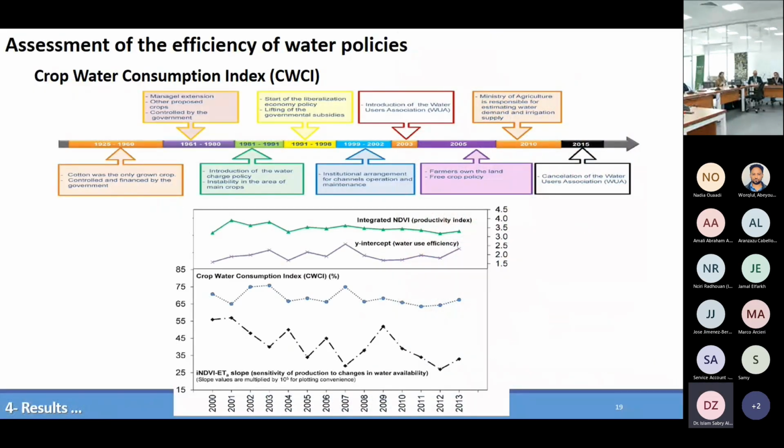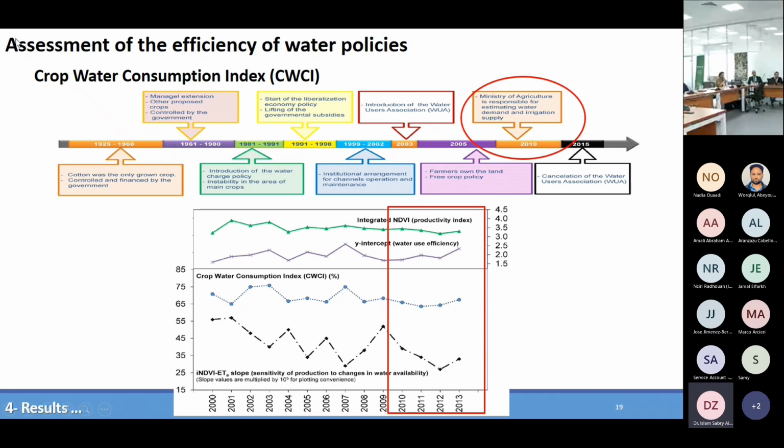Also, we can utilize the actual evapotranspiration values with the integrated NDVI, and I have published a paper introducing a new index called the crop water consumption index, which is the actual evapotranspiration for the agricultural area divided by the total actual evapotranspiration over the whole area. And from this index, you can trace and compare the efficiency of the scheme over a long period.